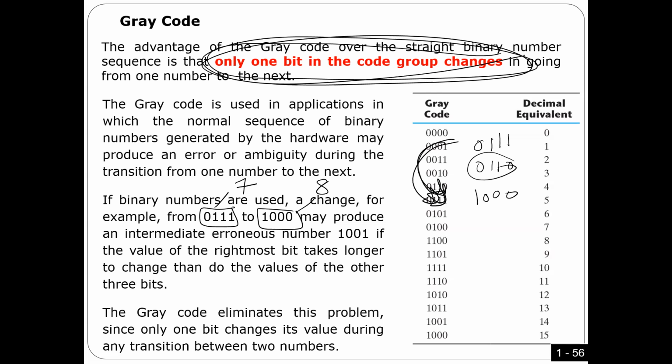This problem should not happen here because to move from here to here, only one switch, or only one bit, is going to change. But if we have multiple switches, maybe one switch is going to be faster than others, and when you move from here to here, you are going to have some number by accident in the middle. Anyway, this is not the focus.